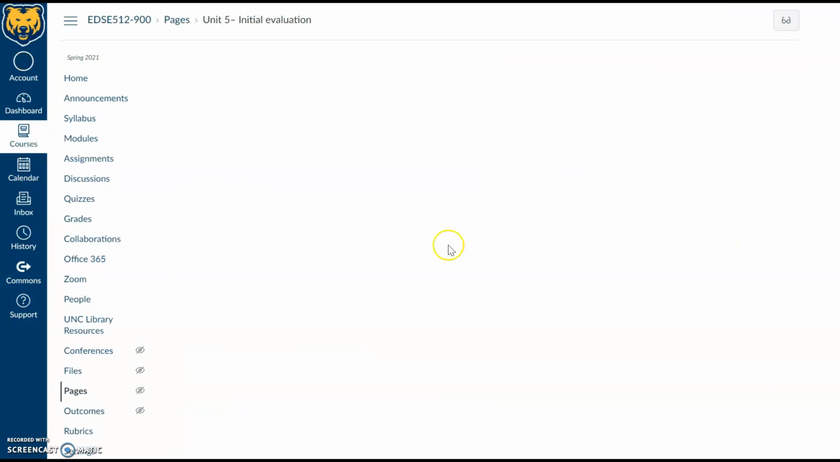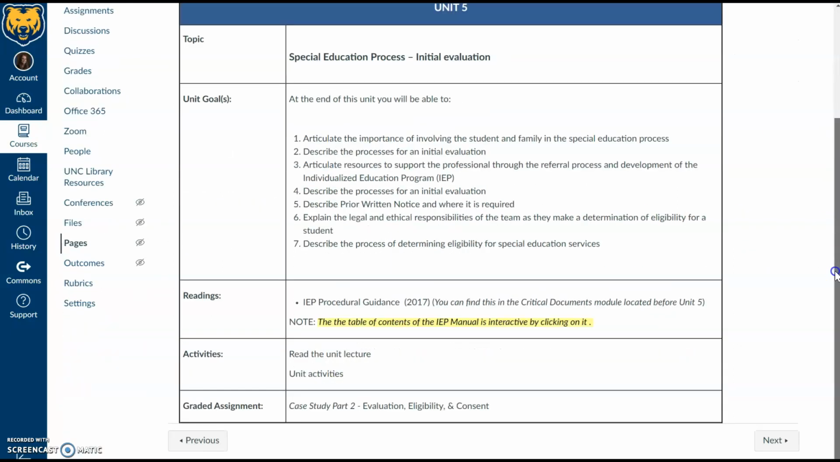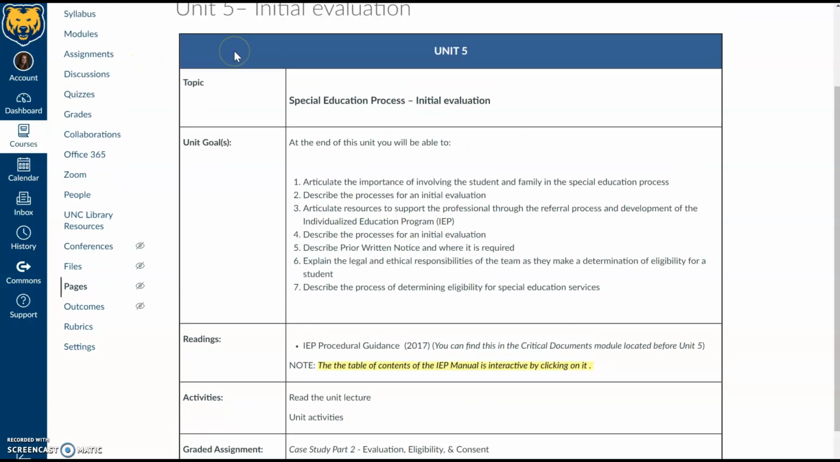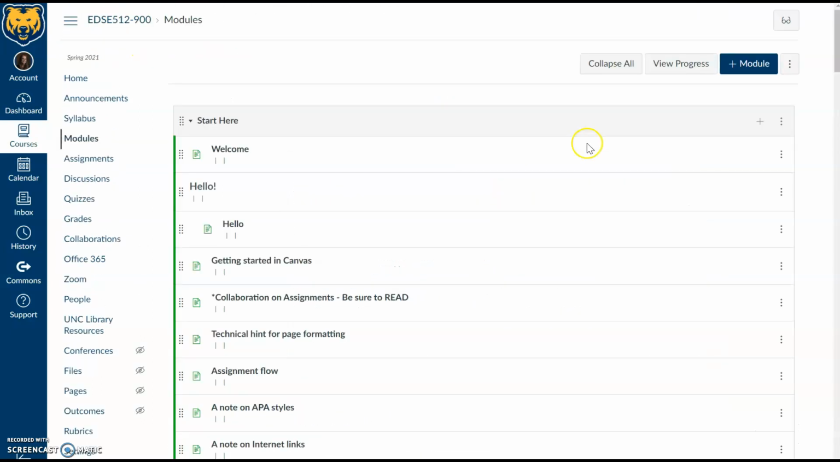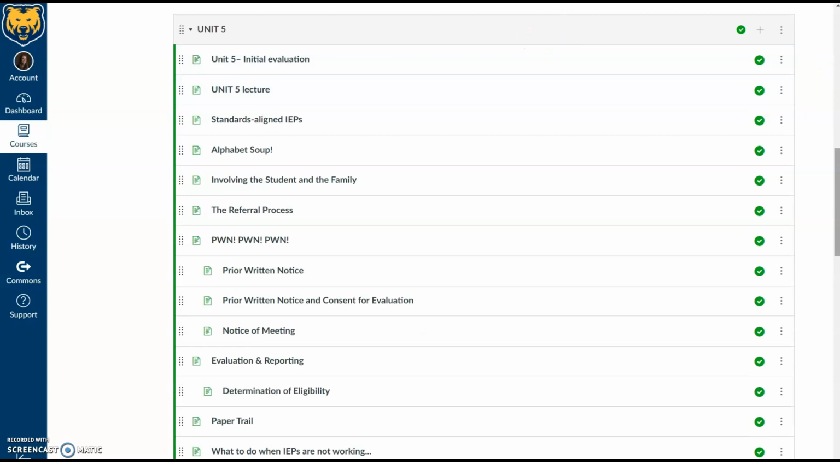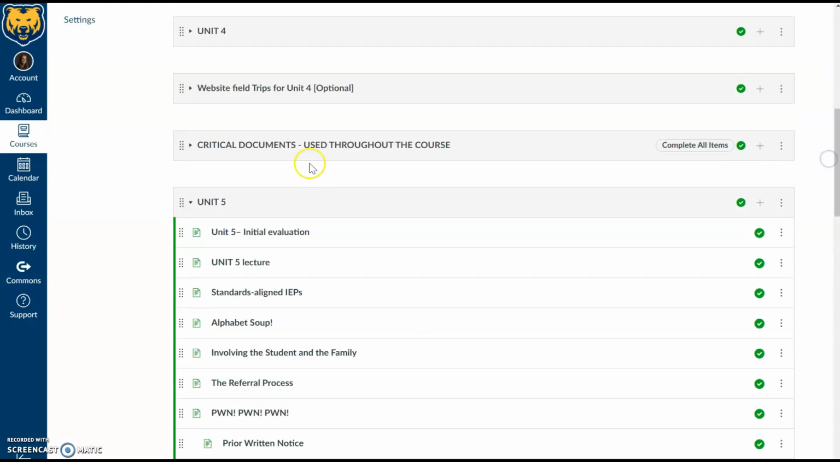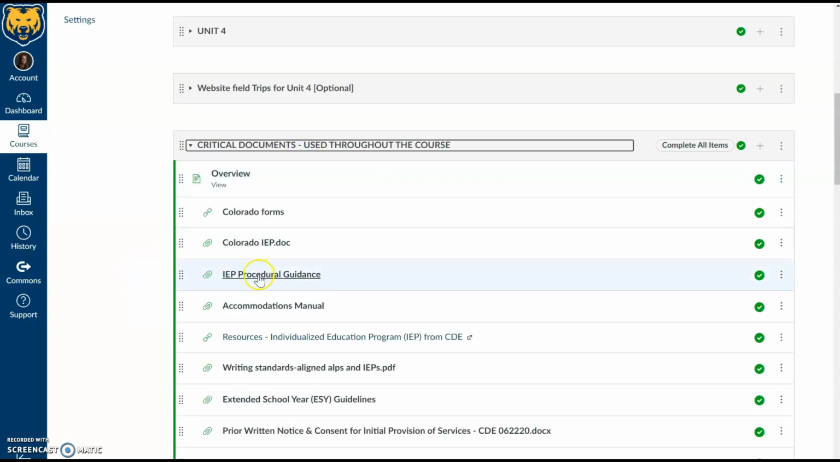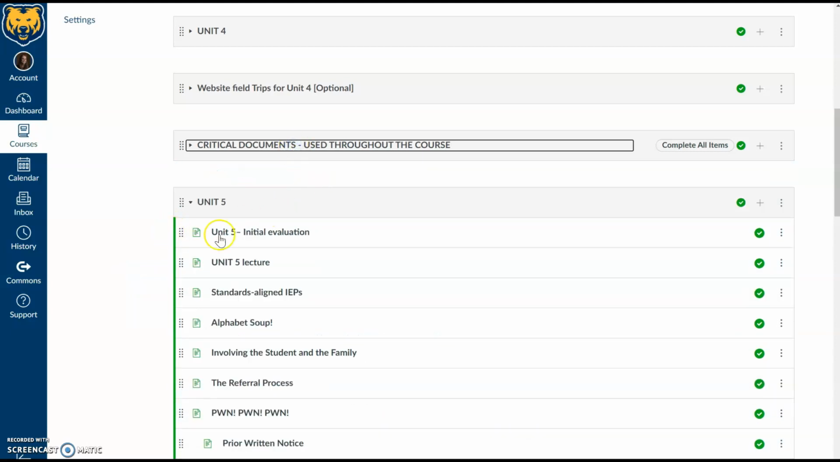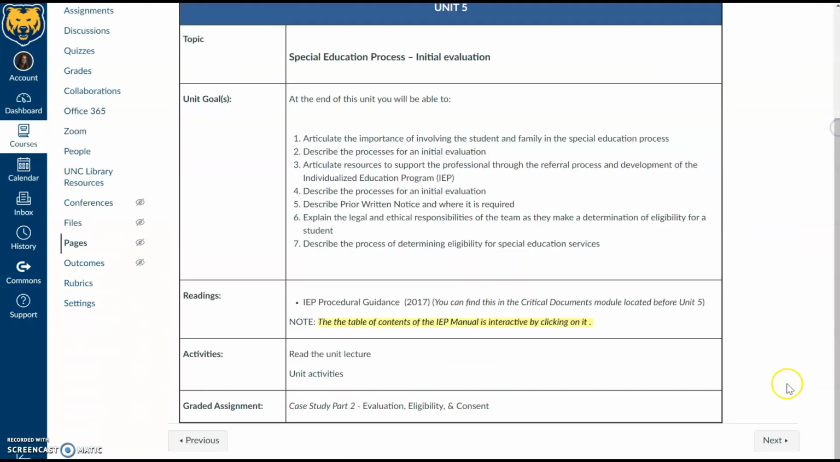Oh, by the way, here in readings, you'll see a reference to the procedural guidance for IEPs. So you can go to critical documents if you're in modules. You may have seen this already. But right above Unit 5, you'll see a tab for critical documents. And procedural guidance is in there, along with many other forms and things that might be helpful to you as we move forward, especially with some of this case study work.